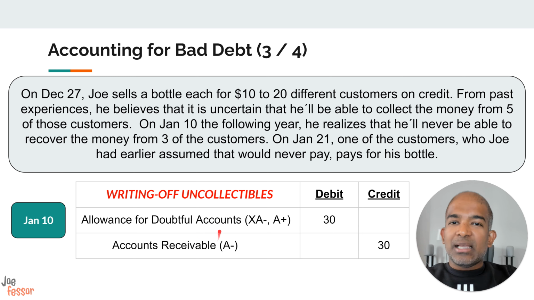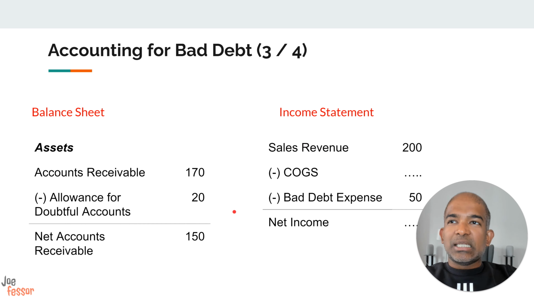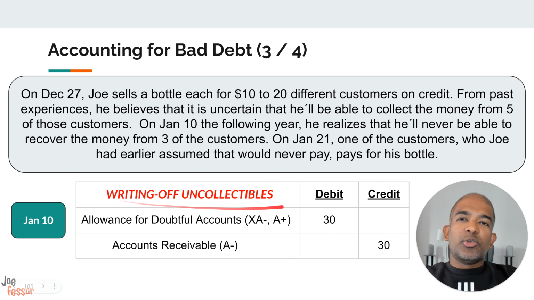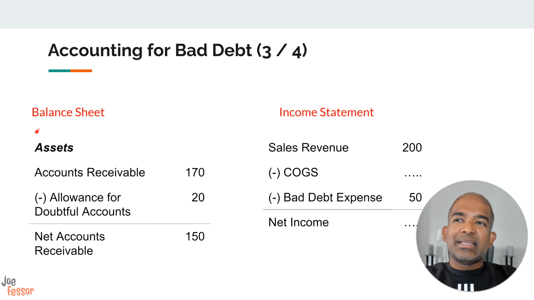So the net realizable accounts receivable is unchanged. So the overall effect on assets in the balance sheet is unchanged. And writing off an uncollectible does not affect the income statement either. So if we look at the financial statements under balance sheet, $30 is removed from accounts receivable and $30 is removed from the allowance account. And the net accounts receivable is still the same, $150. And no changes happen in the income statement. So whenever you write off uncollectibles, finally it has no impact on the total assets on the balance sheet or no impact on the income statement either.